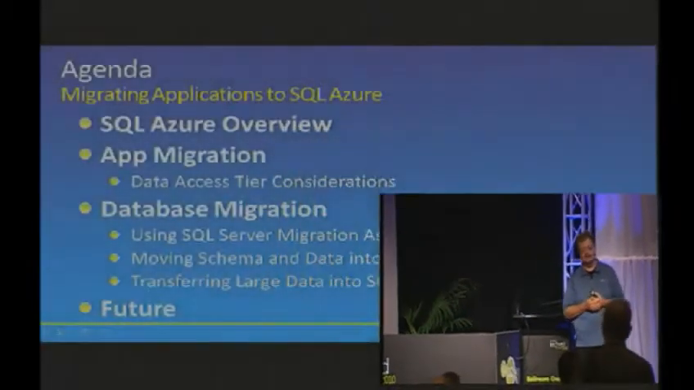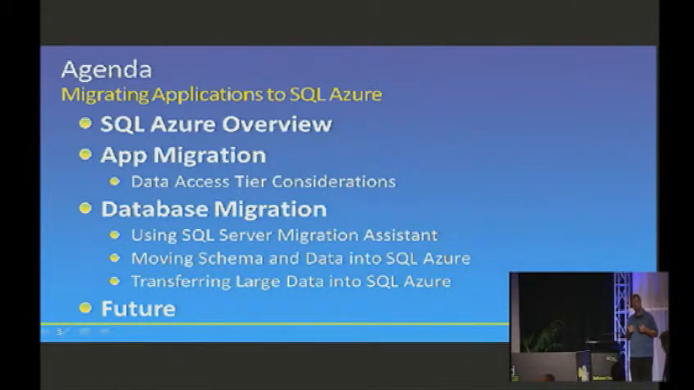And today we're going to be talking about migrating applications up to SQL Azure. If you look at the agenda, first we'll give you a brief overview of what SQL Azure is. Then we'll go into some of the data tier considerations that you need to think about as you start to move your applications from on-premise SQL Server or other database platforms up to SQL Azure. And then we'll talk about some of the database migration strategies and briefly talk about some of the future stuff.